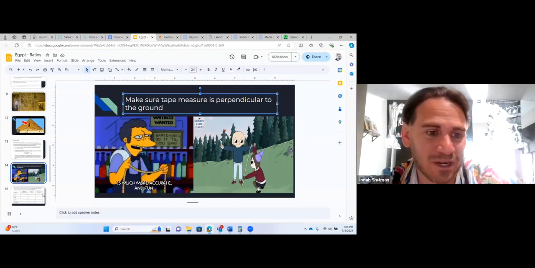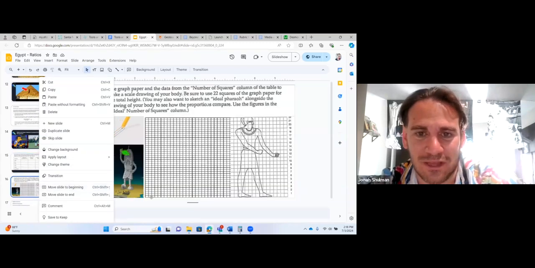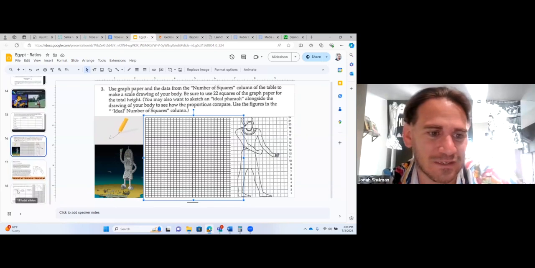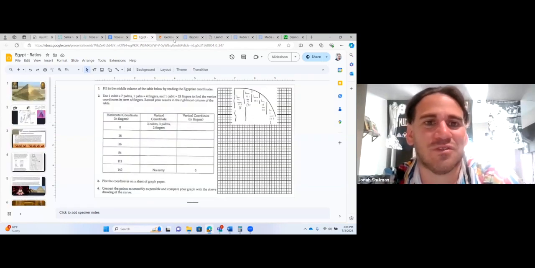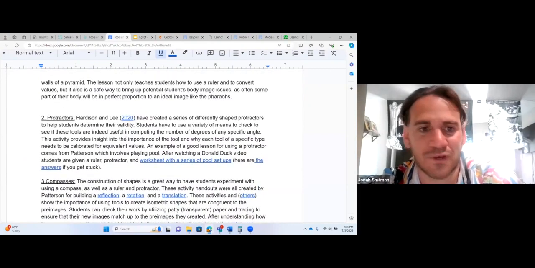The math vocabulary, and they get to fill this out and create their own pharaoh. And then they can dilate it if they like, and then they could do the other part. So this, I think, is really interesting for students, really useful. So, all right, that one was fun.